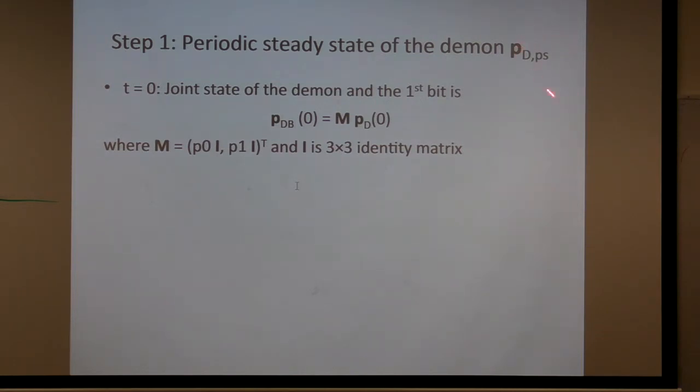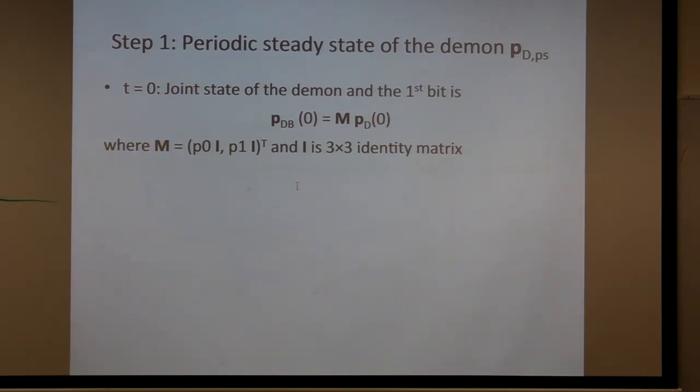Now let me actually go to notation first. By PD, I mean stochastic state of the demon. I use boldface because it's a 3x1 probability vector. And by PS, I mean periodic steady state. So PD at 0 means the stochastic state of the demon at time t equal to 0. That's the notation here.